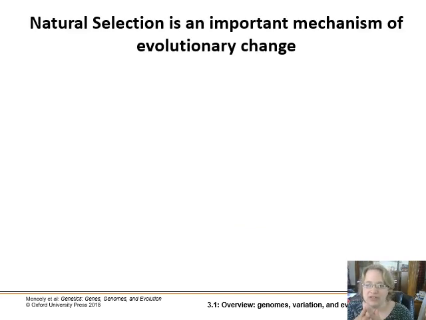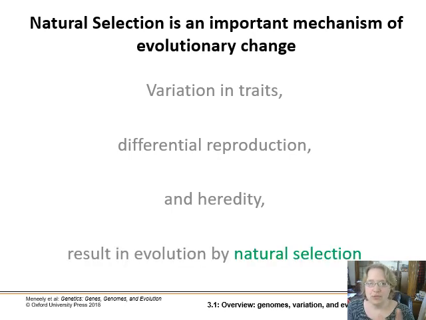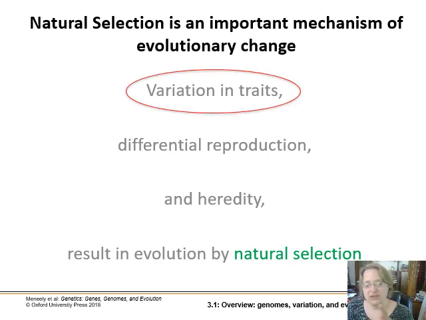So natural selection is a mechanism of evolutionary change, okay? And there are other ones as well, but we'll just stick with natural selection right now. You need a variation in traits for selection to act on. You need that trait somehow to result in differential reproduction, that more organisms with that trait will have better reproductive success thanks to it. And this trait also has to be heritable and has to be able to be passed down. Okay, so this will result in evolution by natural selection, but the first thing we need is that variation in traits. There has to be some sort of difference, and that difference is what's encoded in the DNA.